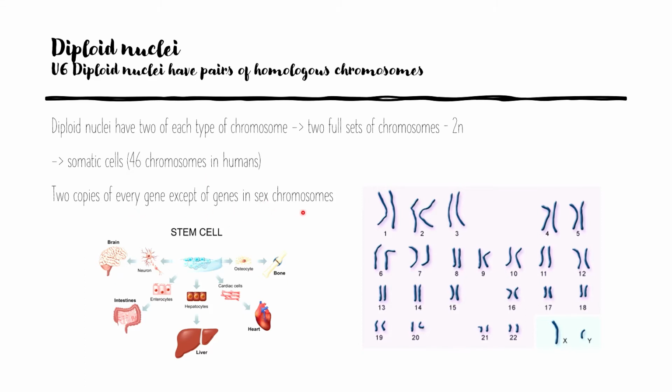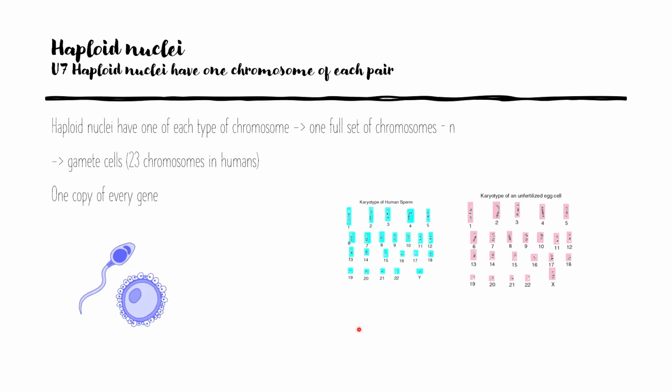You can see in a karyogram right here, diploid nuclei, we have 2 of each type of chromosome. So chromosome 1, we have 2 of each type. Chromosome 2, we have 2. Chromosome 3, we have 2. So this is an example of diploid nuclei when we look at a karyogram. Haploid nuclei. Haploid nuclei have 1 of each type of chromosome, so they have 1 full set of chromosomes, and we denote that by n.